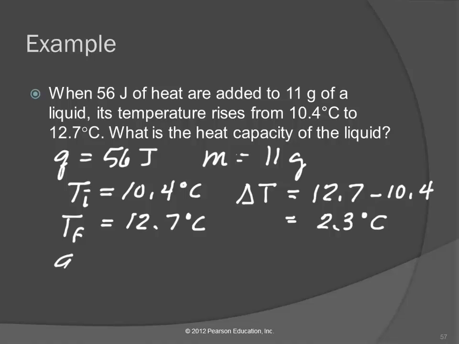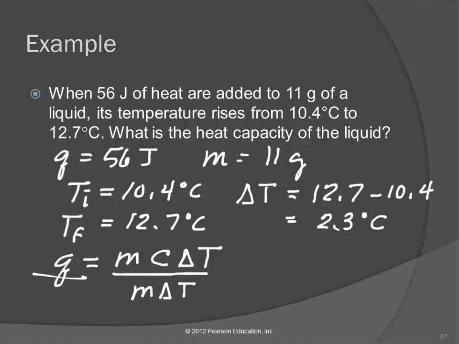So the equation that we learn is Q equals mc delta T. But we're trying to solve for C. We need to rearrange. So we're going to divide this side by m and delta T, and we're going to divide that side by m and delta T. The m's cancel, the delta T's cancel, I'm left with C on that side. C equals Q over m delta T.